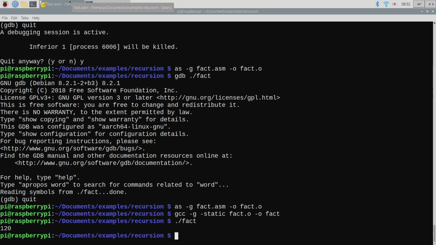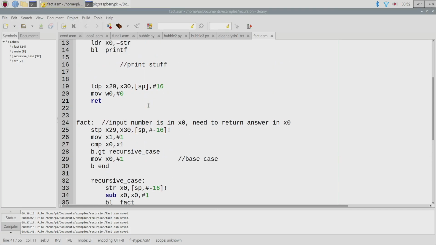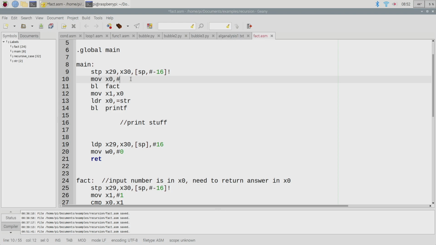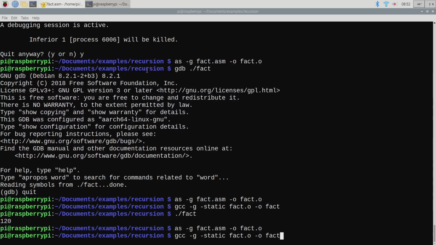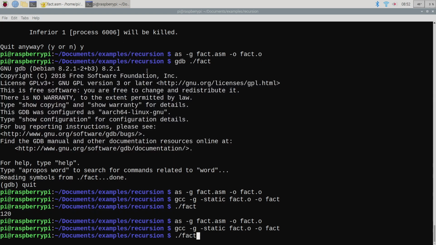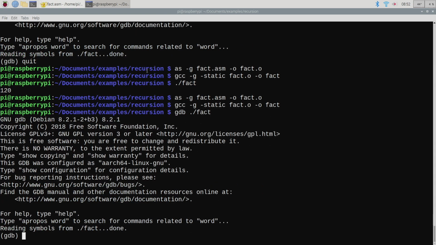Now, for the sake of demonstration, let me change this number to 4 instead of 5, just so that we don't have to go quite as far down the rabbit hole. It's the same idea, just more steps down the rabbit hole. Okay, and let's GDB it. Ready?